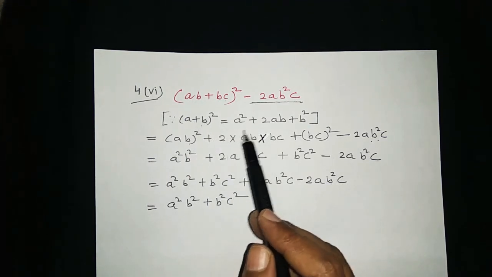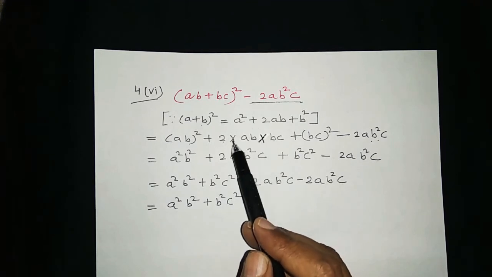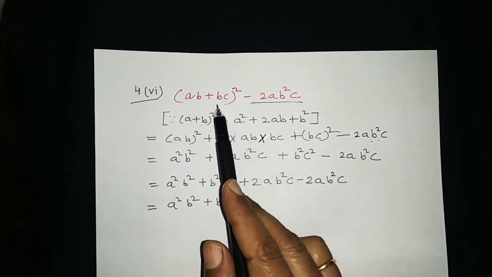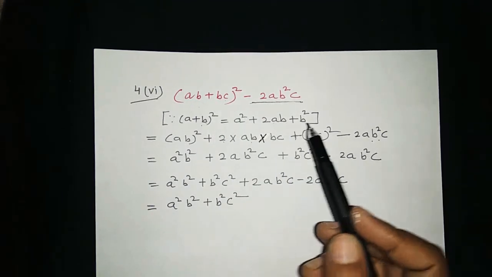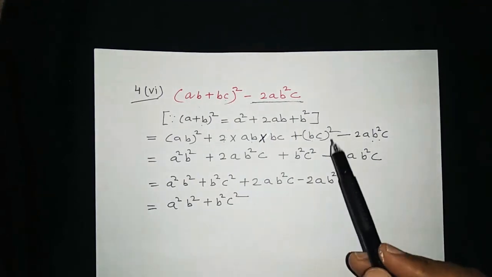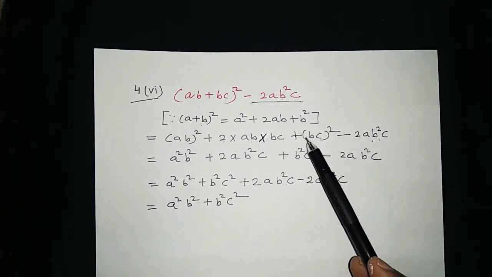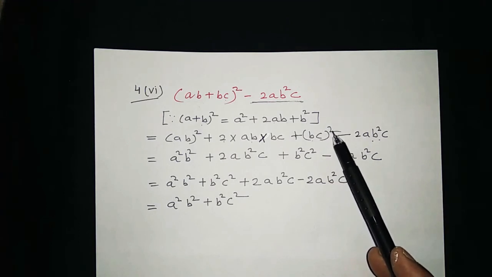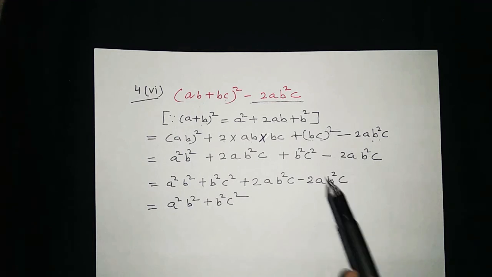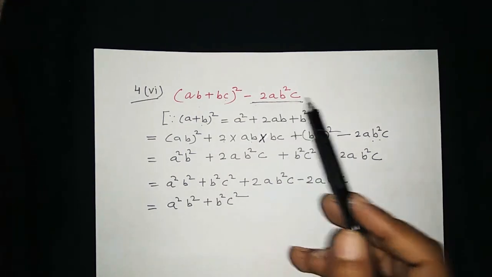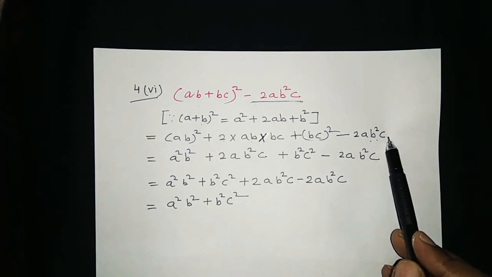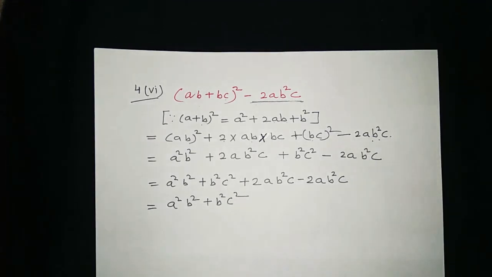Now plus sign, 2 we will write, multiply sign, what is A? AB we will write. What is B? BC we will write here, plus for this B we will write BC, and on BC we will put a square. BC whole square. At last we will write this minus 2AB square C. Now we will simplify this.